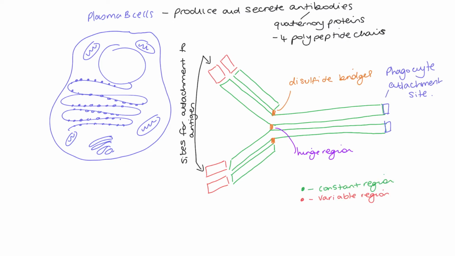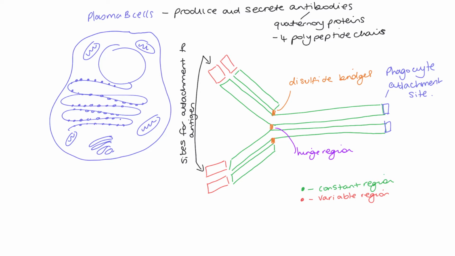So if we take a look at this diagram of the antibody, we can see that it's made up of 4 polypeptide chains joined together by disulfide bridges. And we can also see that you've got 2 long chains and 2 short chains. All 4 of these chains have a constant region, which is in green. This is just the same on every single antibody. Every single antibody that you produce in your whole life will all look exactly the same.